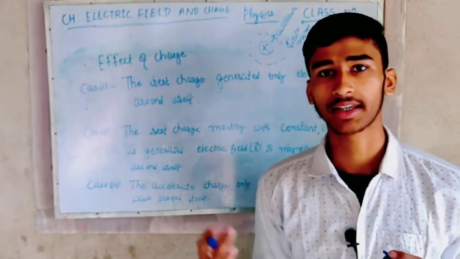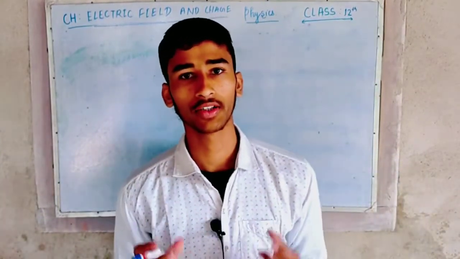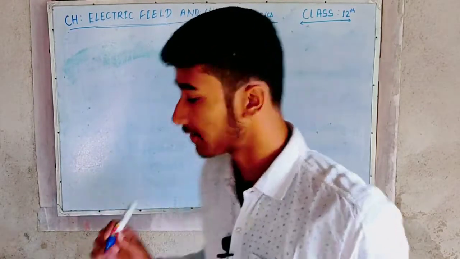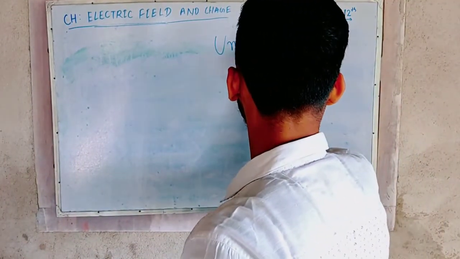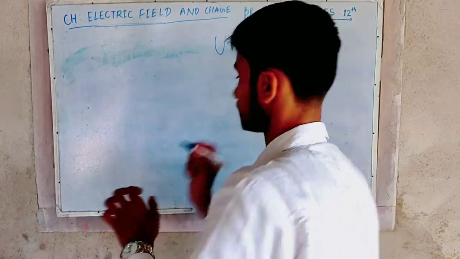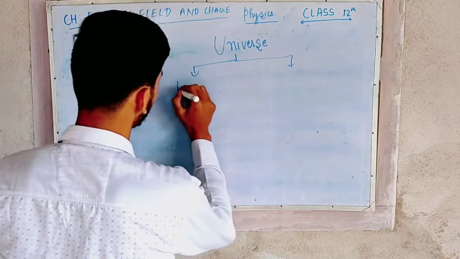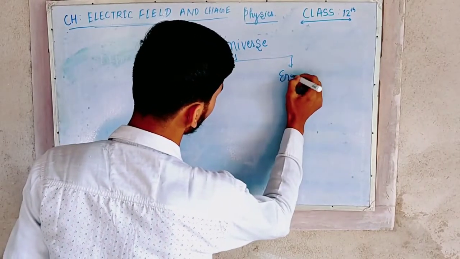Moving on to the next topic, let me tell you some facts about the universe. We all know that the universe is made up of only two things, and the first is, and here I am writing, the universe is made up of two things: first is matter and second is energy, right?